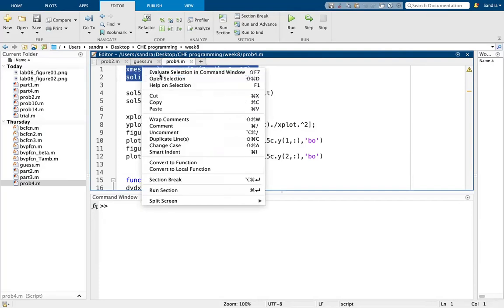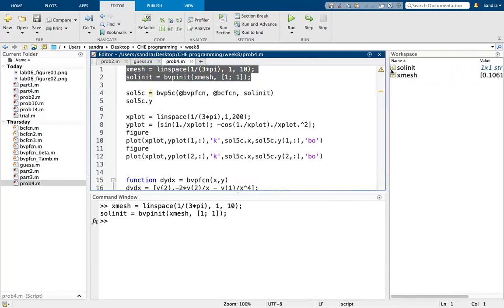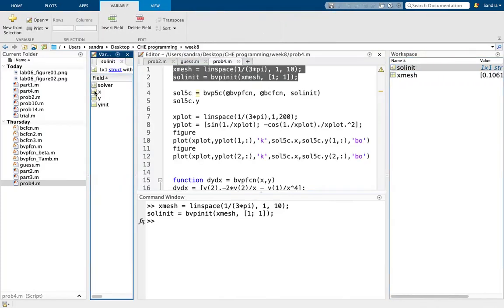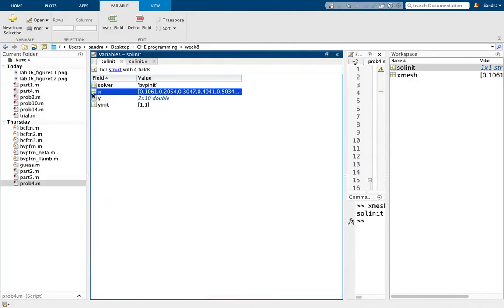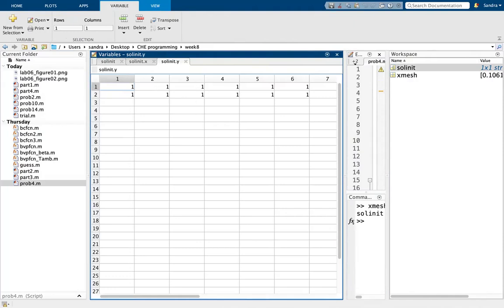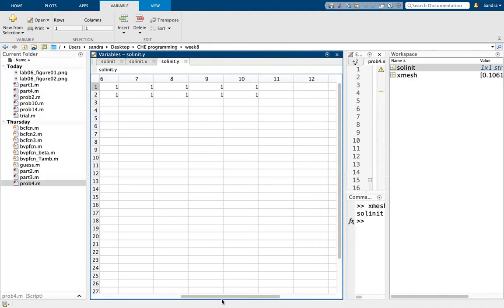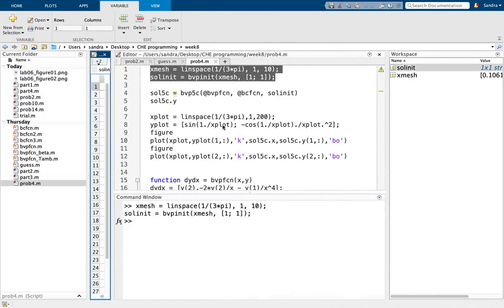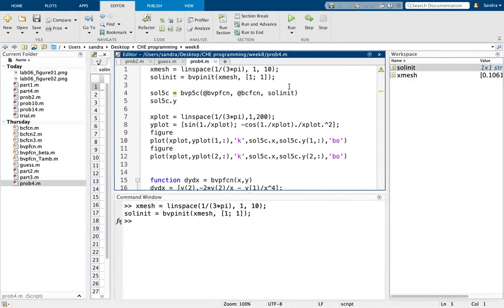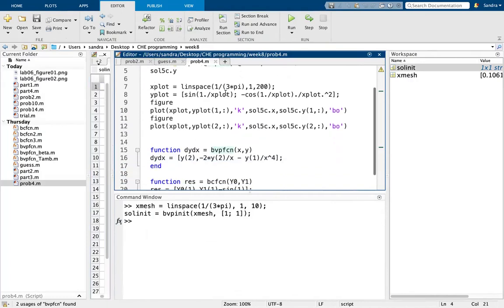Evaluate the selection. You will have a solution like this, where the x value is the grid and your y value will be all ones. See, it will be all ones. Now you have initialized for the BVP function. Now we need the function for saving the ODEs. It will look like this. Should I explain it one by one?